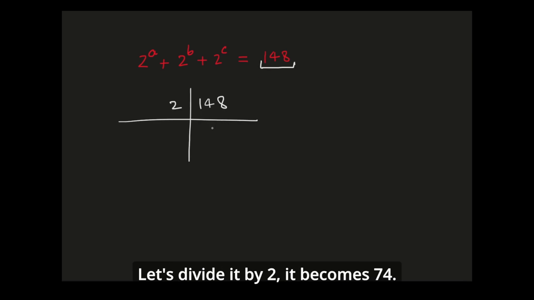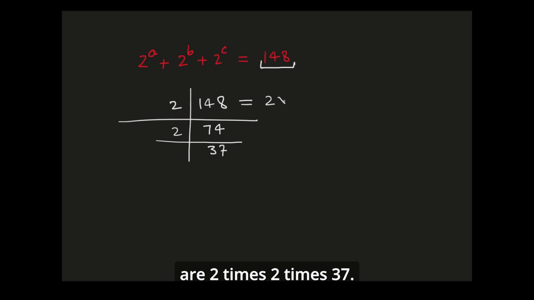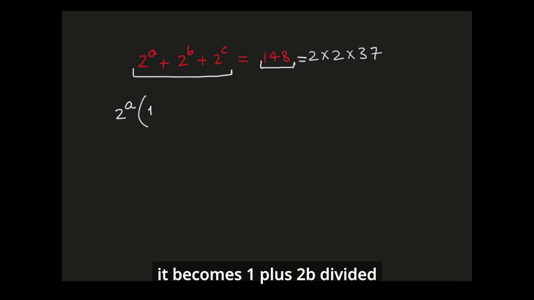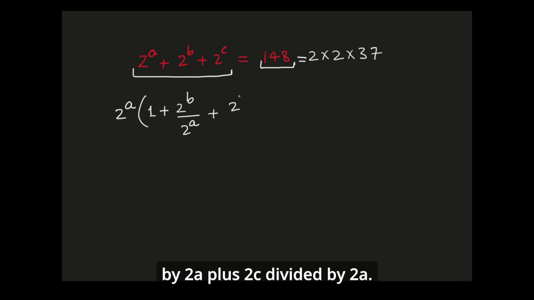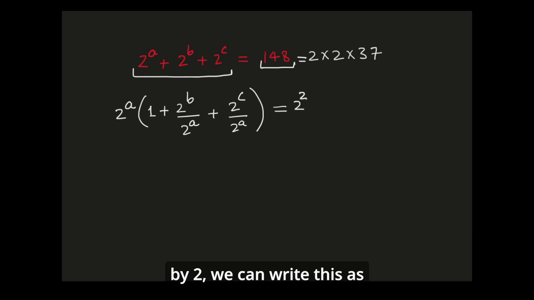Let's divide it by 2, it becomes 74. Let's again divide it by 2, we get 37. So the factors of 148 are 2 times 2 times 37. Now let's look at this term. Take out 2 to the power a. Inside it becomes 1 plus 2 to the power b divided by 2 to the power a plus 2 to the power c divided by 2 to the power a. And we can write the factor 2 multiplied by 2 as 2 power 2, multiplied by 37.